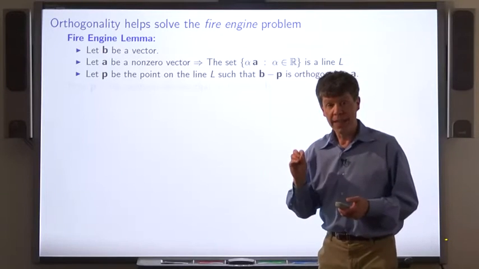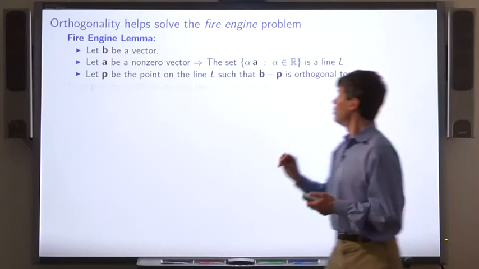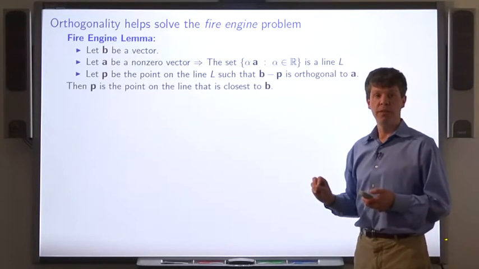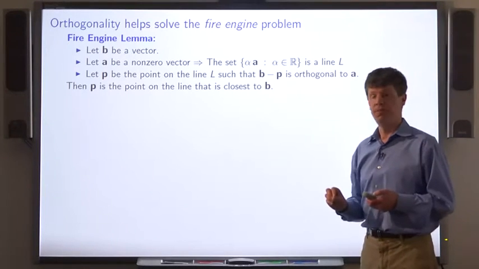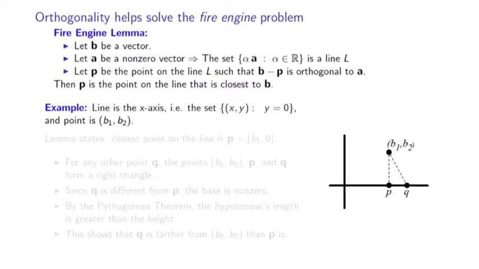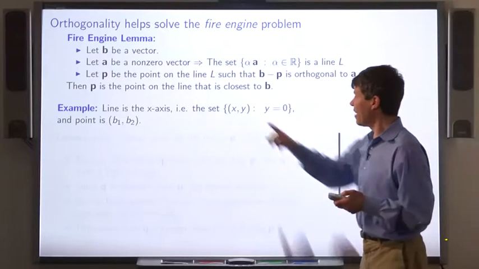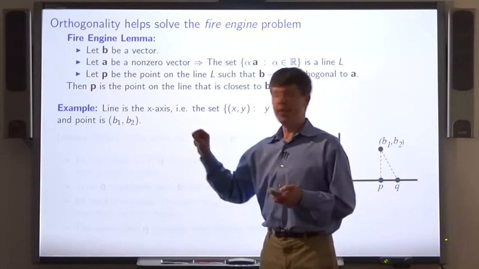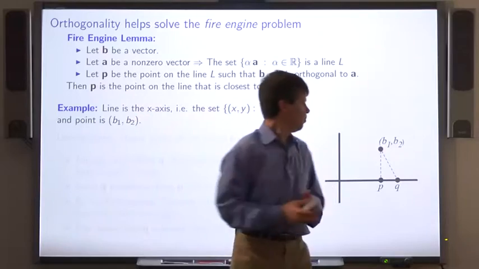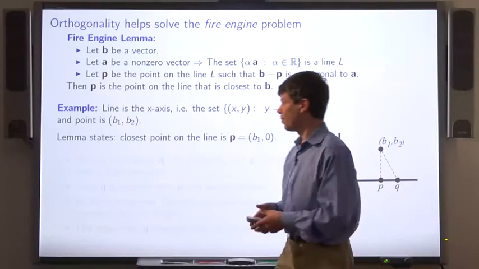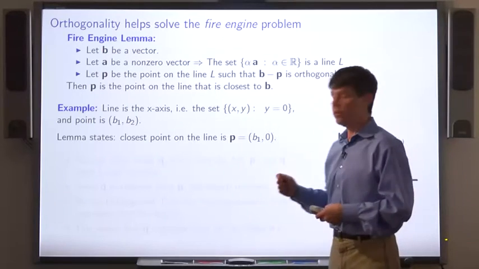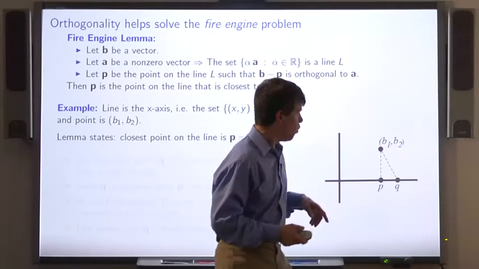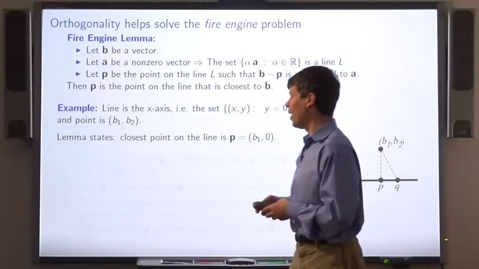Now, let P be the point on that line such that B minus P is orthogonal to A. Then that's the point on the line that's closest to B. As an example, suppose the line is just the x-axis. That is the set of pairs (x, y) such that y is equal to 0. And let the point B be (B1, B2). So it looks like this. The lemma states that the point on the line that's closest to B is the point (B1, 0). And let's see why that should be.